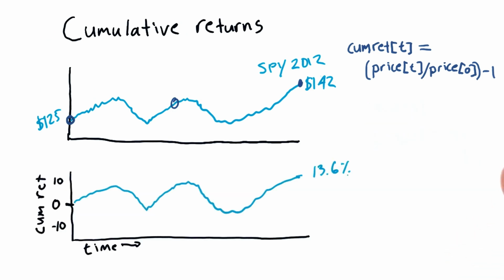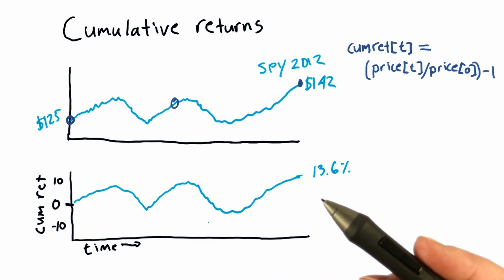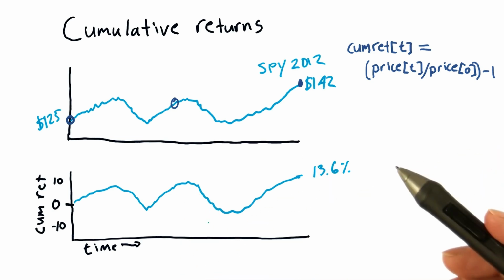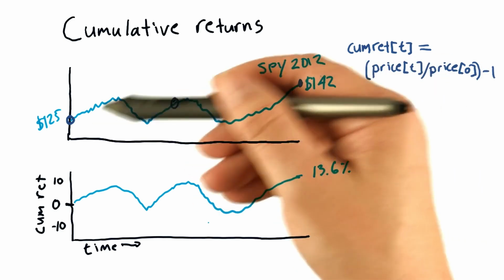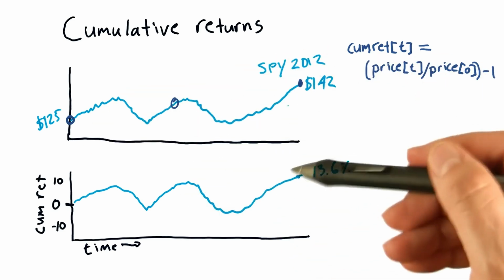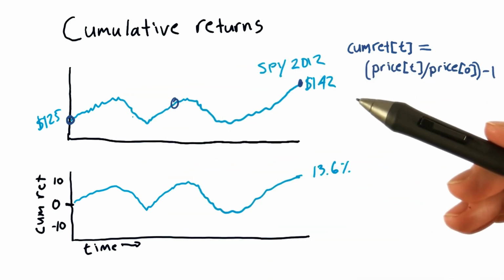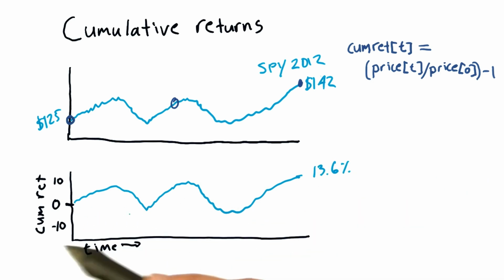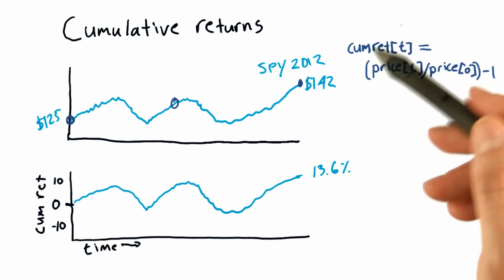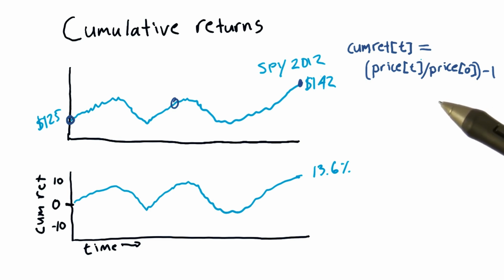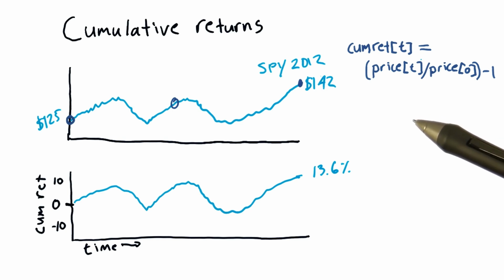We can calculate and chart cumulative returns just like we did earlier for daily returns, except now the plot is showing us the cumulative return, of course, instead of the daily return. Note that the shape of the chart is the same as the price chart. It's just now it's normalized. And in fact, this equation is exactly our normalization equation. So that is how to calculate and plot cumulative returns.